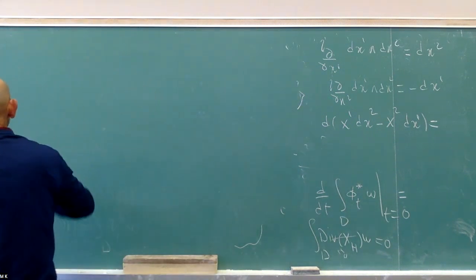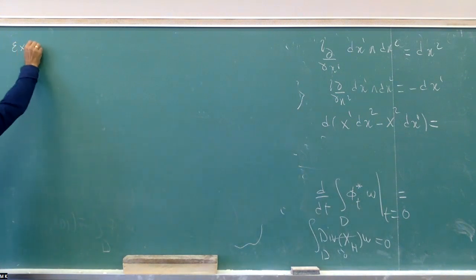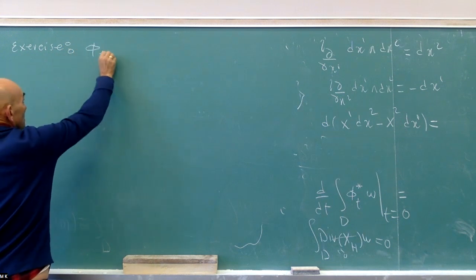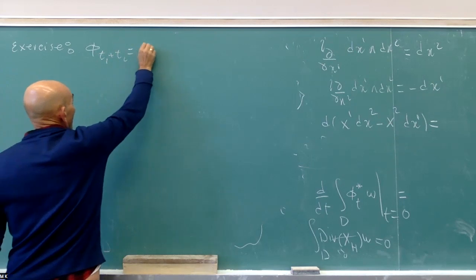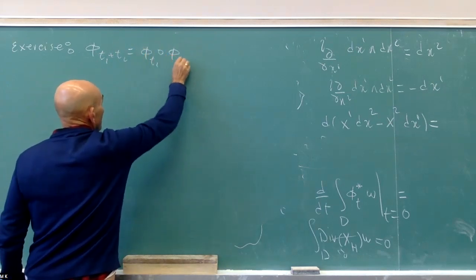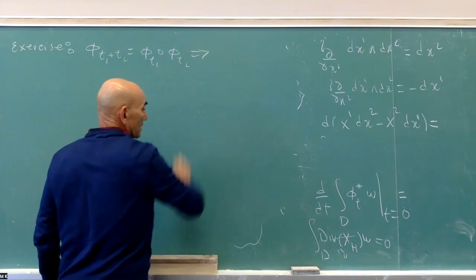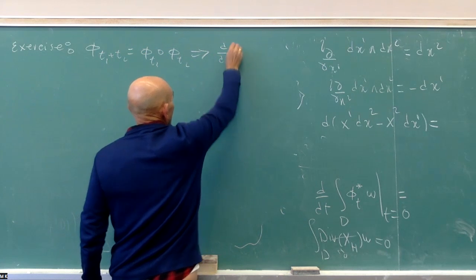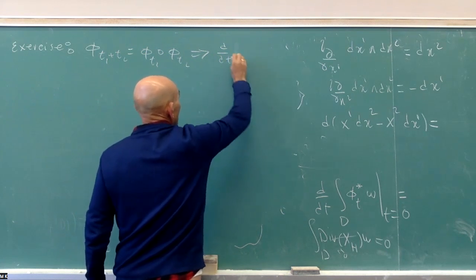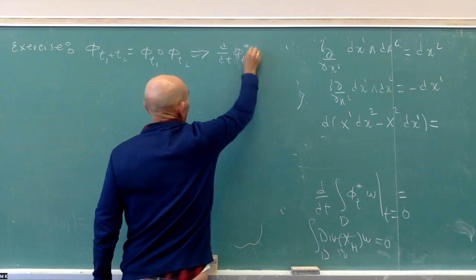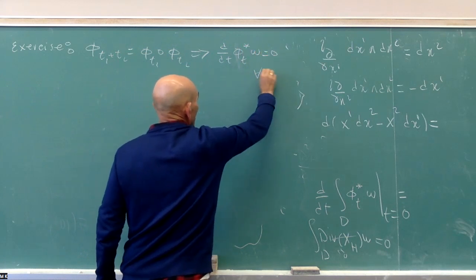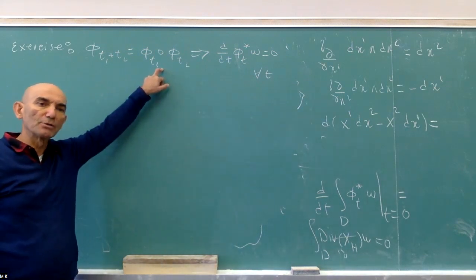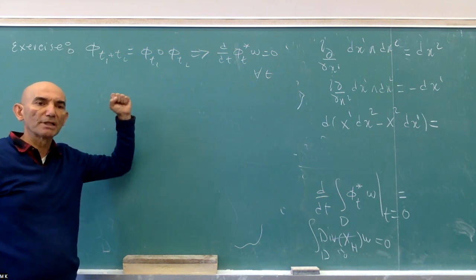The exercise is that we have phi_{T1+T2} equal to phi_{T1} composed with phi_{T2}. This implies that the derivative d/dT of phi_T star of omega is equal to 0 for all T, not just at T equal to 0, because you can use this to translate everything back to 0 by translating by a constant amount of T.